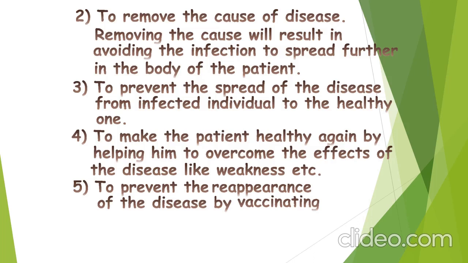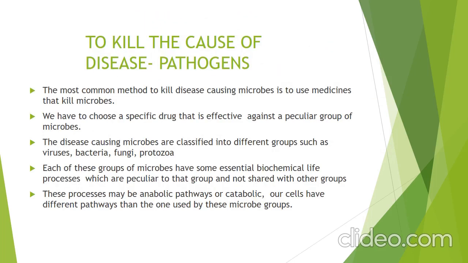So we have talked about the two ways. Number one is to reduce the effect of disease, and number two is to kill the cause of disease. Now, to kill the cause of disease, that is pathogens. So disease causing microbes are known as pathogens. The most common method to kill disease causing microbes is to use medicines that kill microbes.